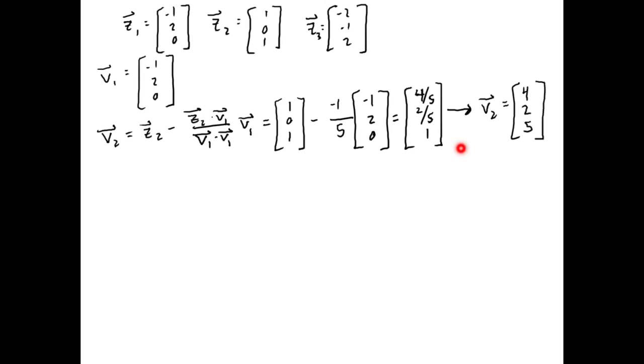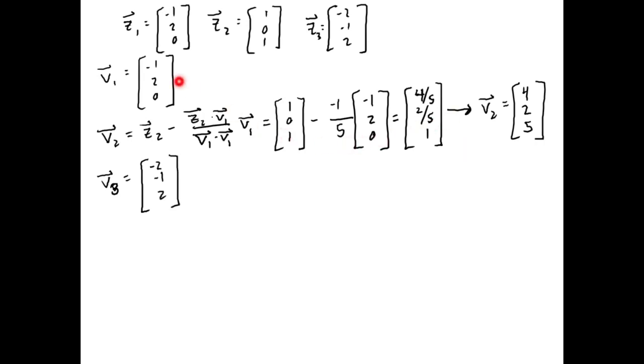Let me double check really quickly because now I'm second guessing myself. If I do V1 dot V2, I'm going to get negative 4 plus 0. Awesome. Orthogonal. Perfect. Now, here's something that's going to be really useful to us. I want to point out that V3 can actually just be Z3. It can just be that third vector without doing anything to it.